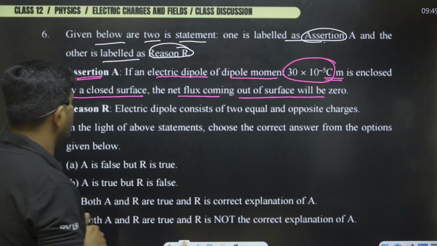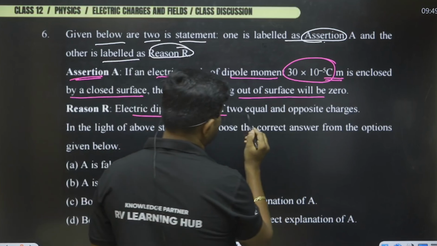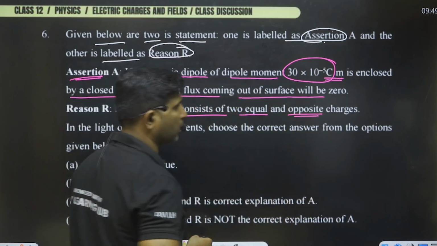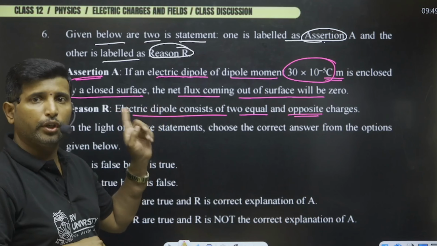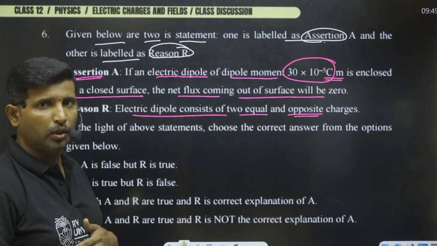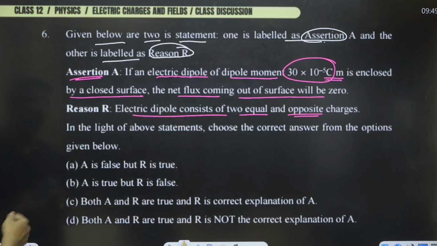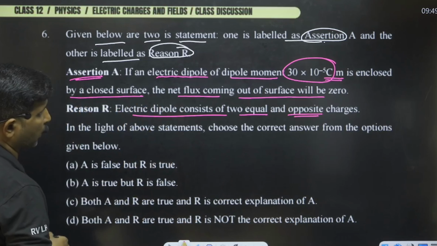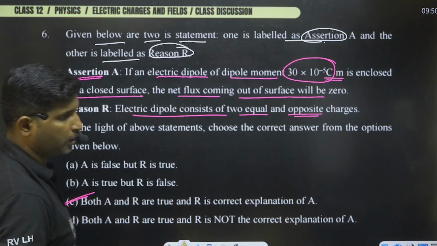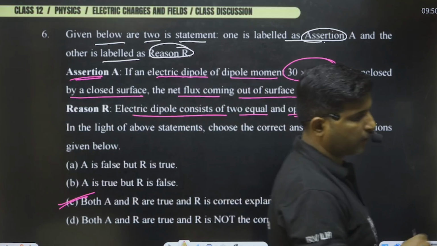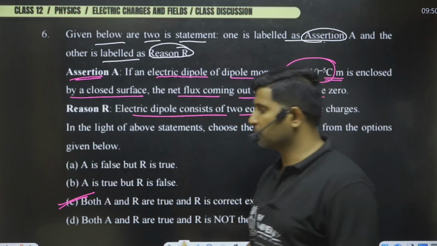What is the reason they have given? Electric dipole consists of two equal and opposite charges. Yes, because of this reason only the flux due to a dipole is always equal to 0. Hence we can say that both are correct, and the reason is the correct explanation of the assertion, that is option C. We will get option C. Okay. Now let us move on to the next question.